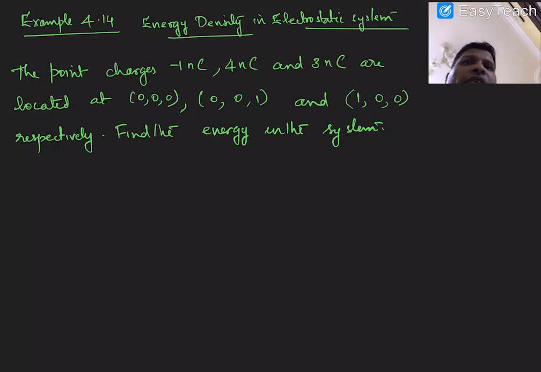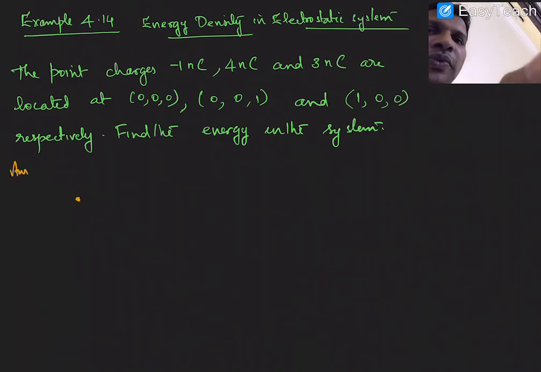So we will see another problem from the textbook, which is example 4.14, related to the energy density in the electrostatic system. There are three charges. You can see three point charges.